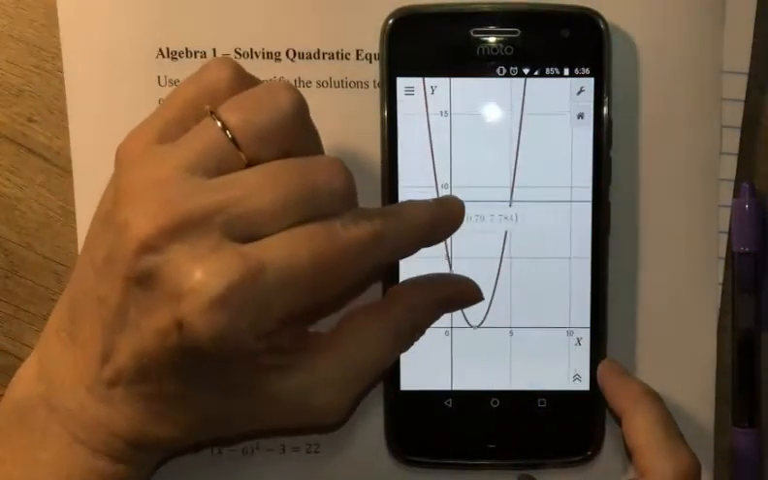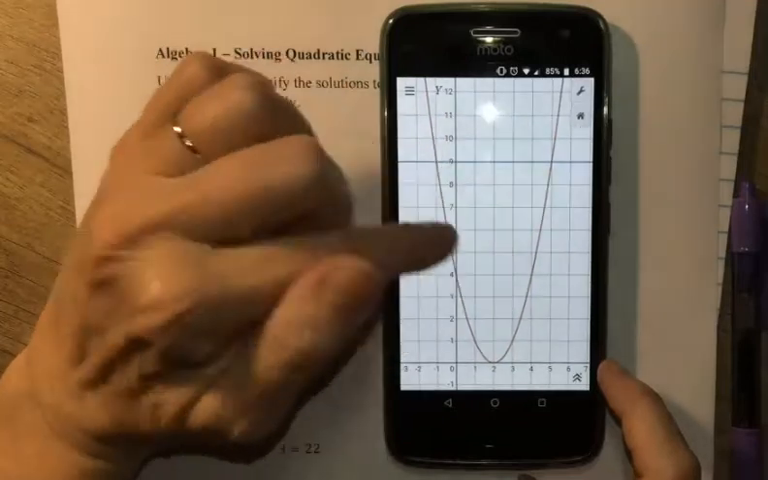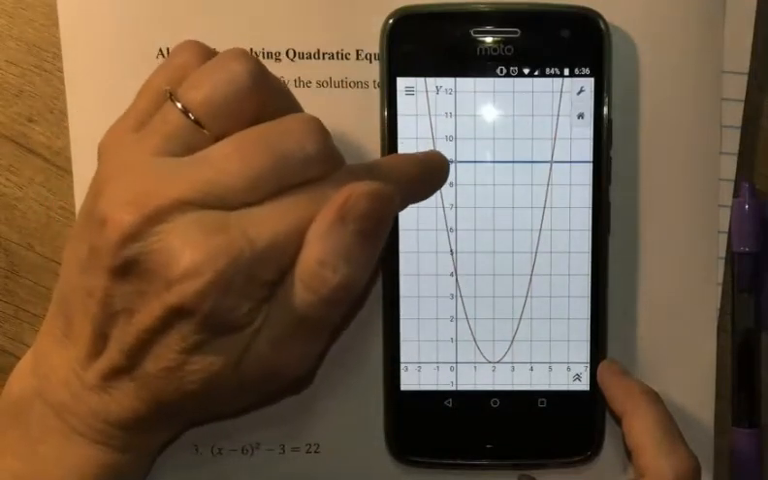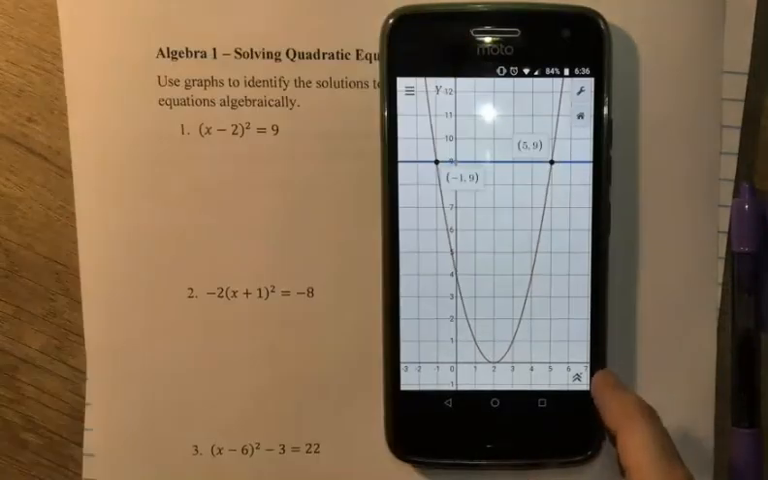The reason I did that is I like to see all these units on my graph. So I zoomed in so I can see all the units. Now, if you just press the points of intersection, it will highlight those points for you. And so the rest of this we're simply going to do on paper today.